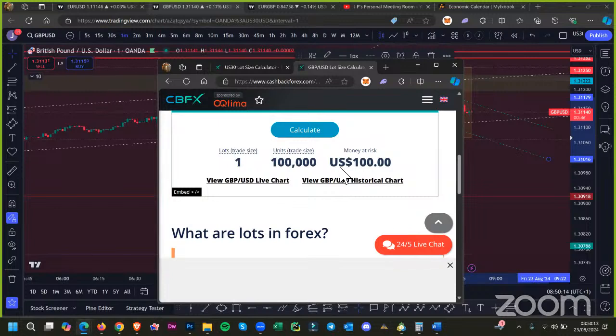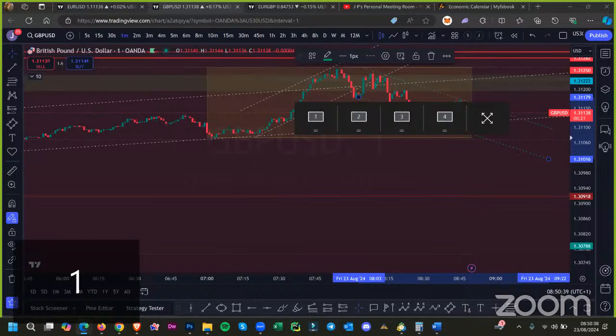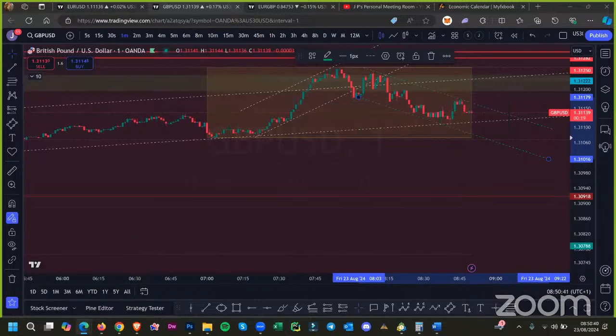I'm making sure that I am managing my risk. Look at that, money at risk. If I do not know what my money at risk is, and I'm just hitting the button and hoping for the best, I'm going to blow accounts. I'm going to blow accounts because I'm not managing my money. And this market is designed to take money off us. It's designed so that we're not going to be correct all the time.